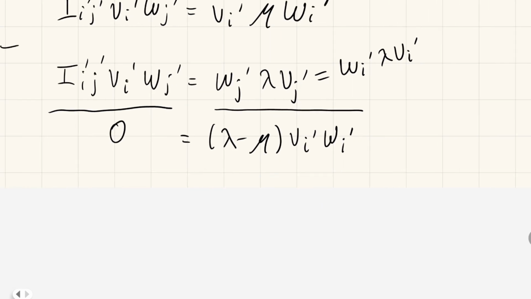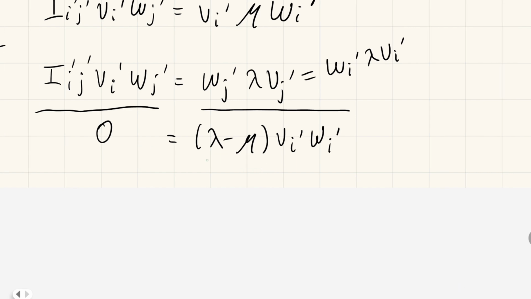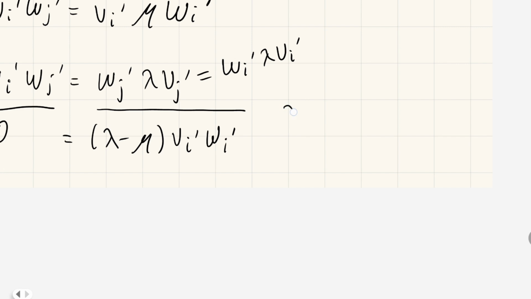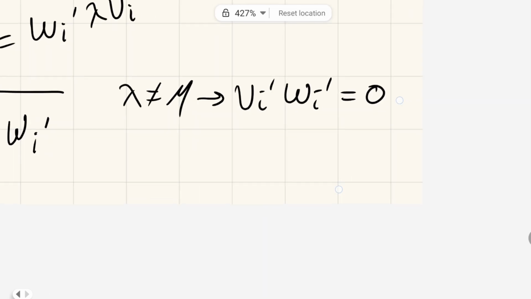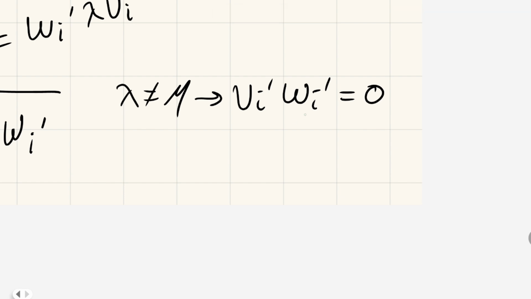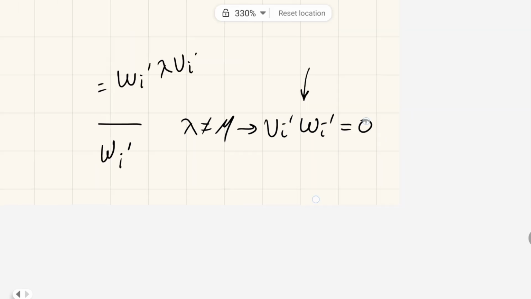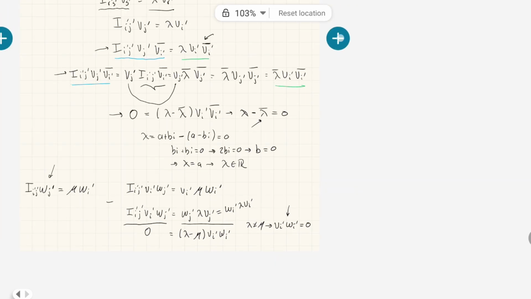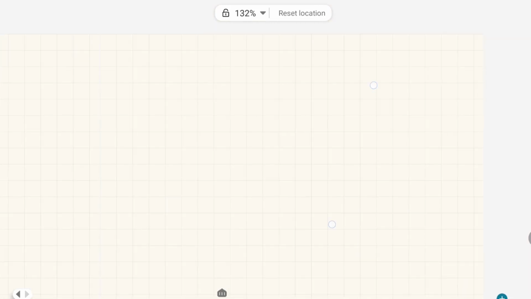So this equation is telling us that this product is going to be equal to 0, but remember that if lambda is different from mu, what is going to happen? We get that Bi prime Wi prime is equal to 0, and this is the definition of orthogonality, right? We are taking the dot product, and we are getting 0. And that means that the eigenvector B and the eigenvector W are going to be orthogonal. Perfect. And with that we can conclude that those eigenvectors are going to form an orthonormal basis made of eigenvectors of the matrix I.